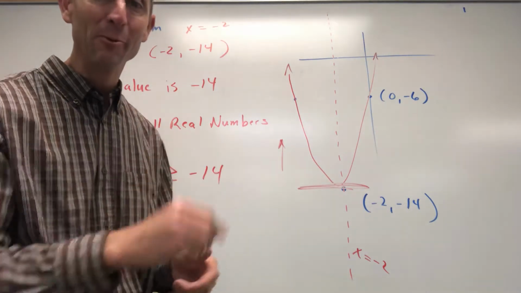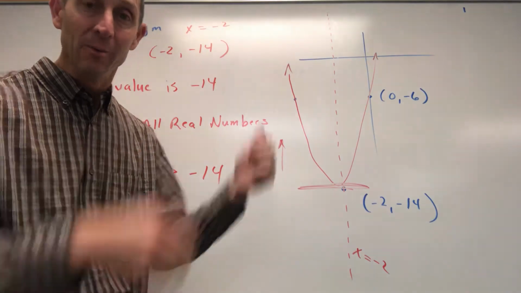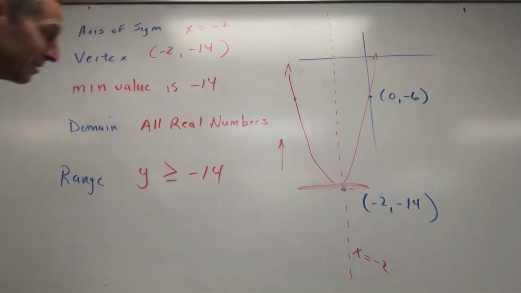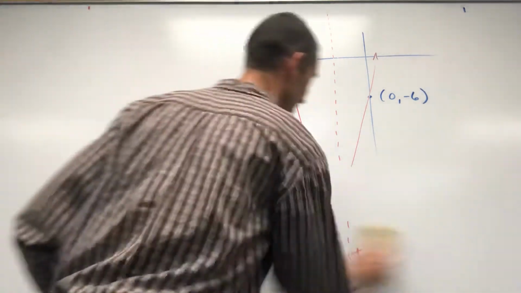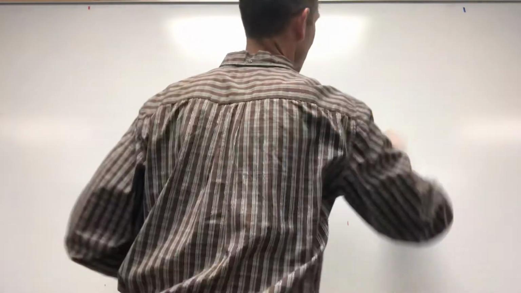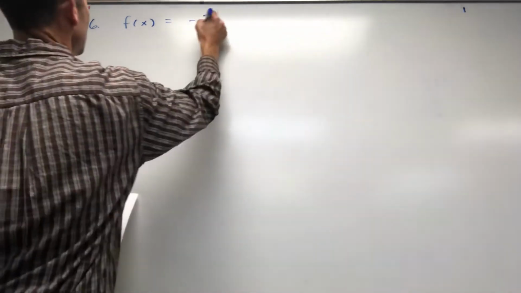All right, let's try one more of these big, massive problems. We'll get one going down. Hopefully I can redeem myself. All right, let's do another one. All right. Call this number 6. F of x equals -2x squared plus 16x plus 3.